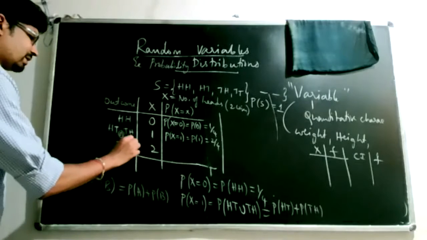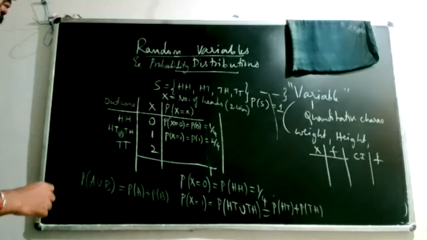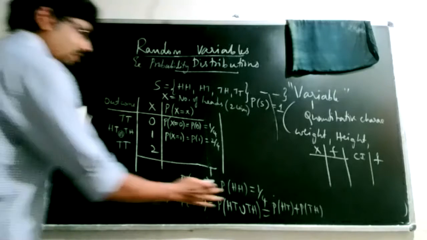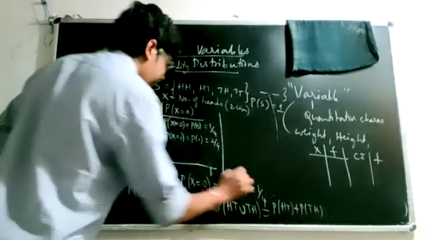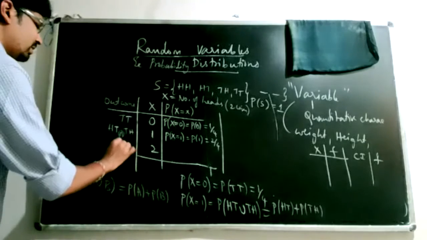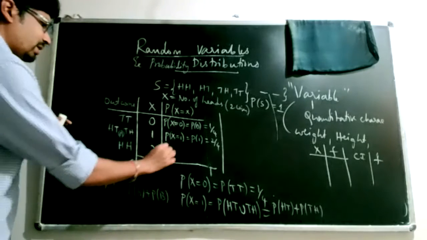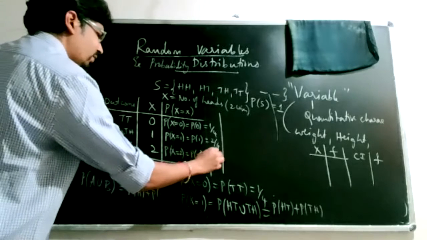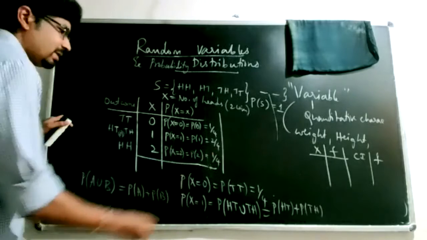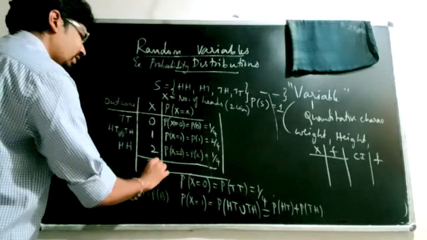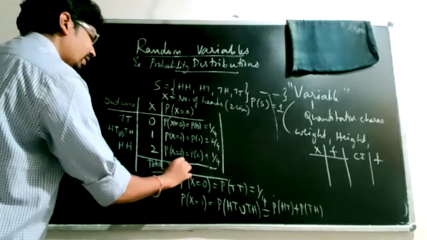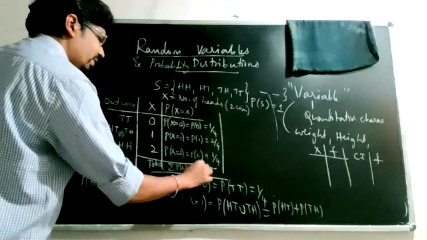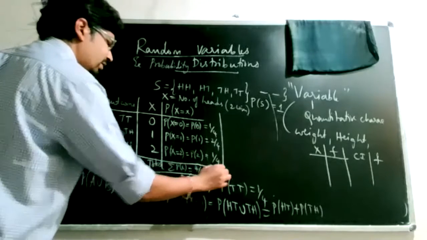And the next case is observing 2 heads, which is HH, while 0 heads is TT. So that is P of x is equal to 2. Again, one case out of 4. Therefore, the probability is 1 by 4. Now, if you look into the total probability, the total of P of x is equal to 1 plus 2 plus 1, which is 4 by 4, that is equal to 1.